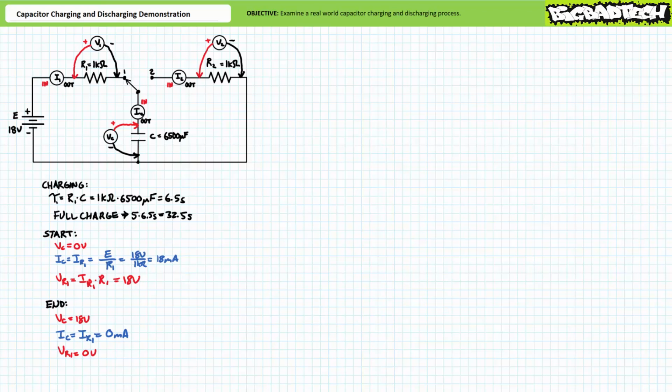We have the start points, the endpoints, and the time constant. See if you can derive the time-variant expressions for current through R1 as a function of time, I1 of t, voltage across R1 as a function of time, V1 of t, current through the capacitor as a function of time, IC of t, and voltage across the capacitor as a function of time, VC of t. I wouldn't worry about deriving expressions for R2, since it's effectively isolated during the charge process.